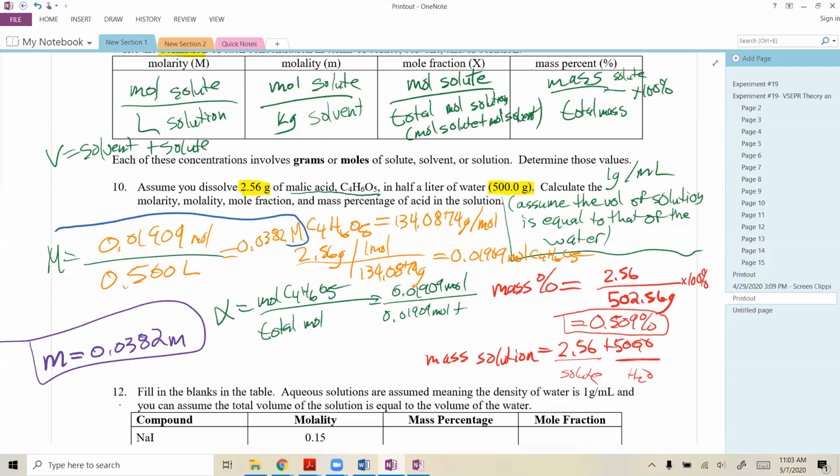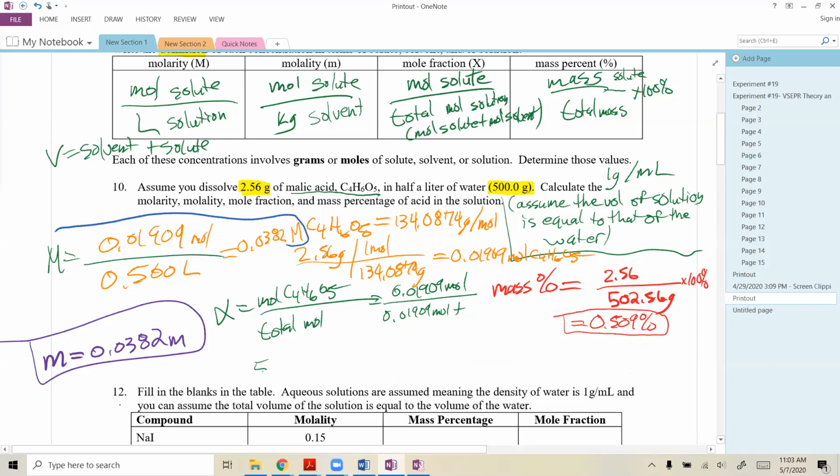Very good. Because right now our solution is made up of only two things. It's made up of the malic acid and it's made up of water. So in the same way that we could figure out the mass of the solution by adding them together, like what we did down here, we can also do that with our moles. We just need to take that 500 grams and turn that into moles.